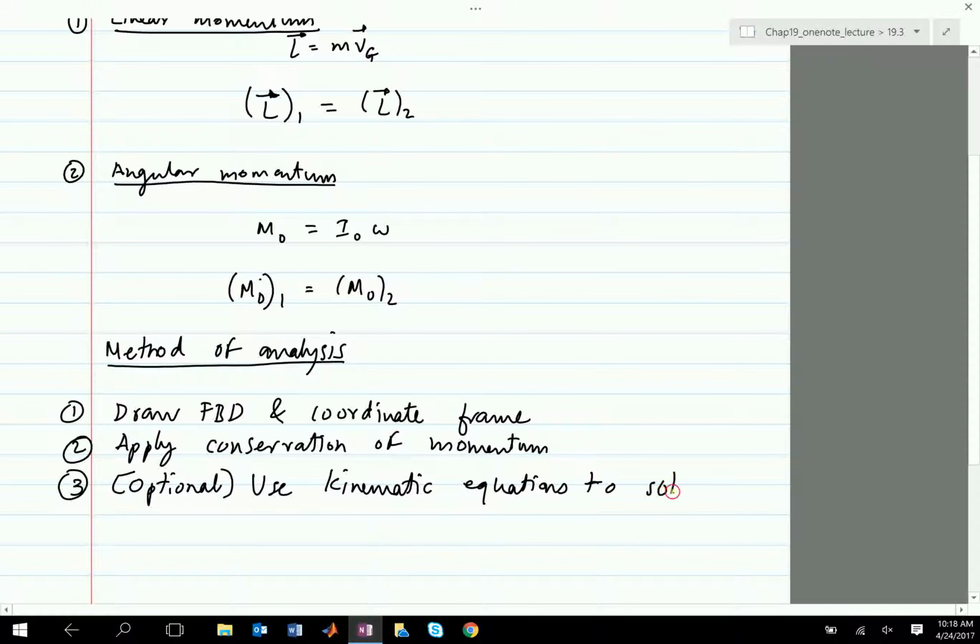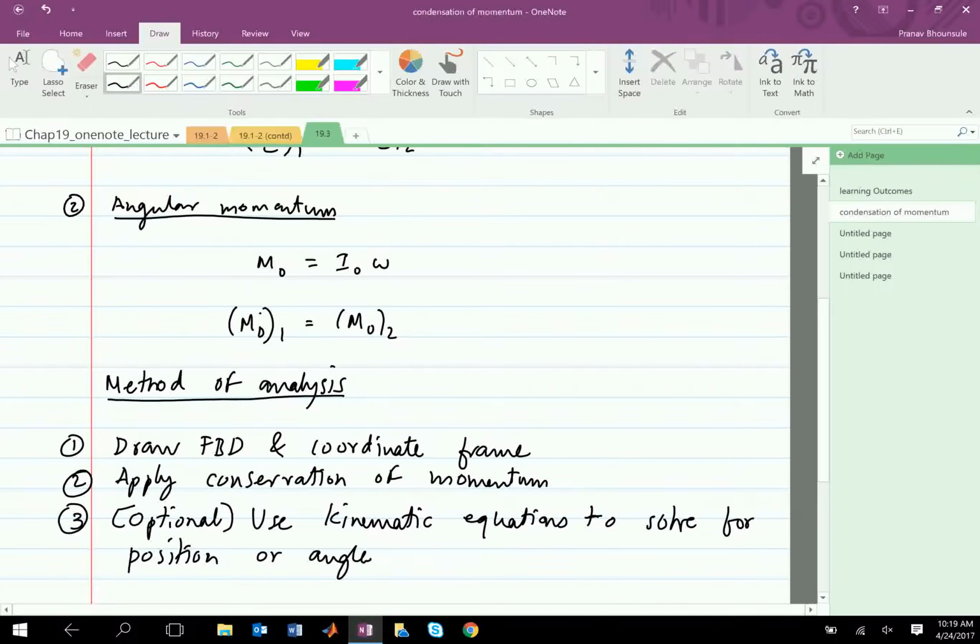to solve for position or angle. Okay. So by default, conservation of momentum will give you either the linear speed, because what's the conservation of momentum? It's L, which depends on v, and M, which depends on omega. So it gives you speeds, either the angular speeds or linear speeds, and from that you can use kinematics to figure out position or velocity. So typically pulley problems. Okay, with that, let's start solving problems.